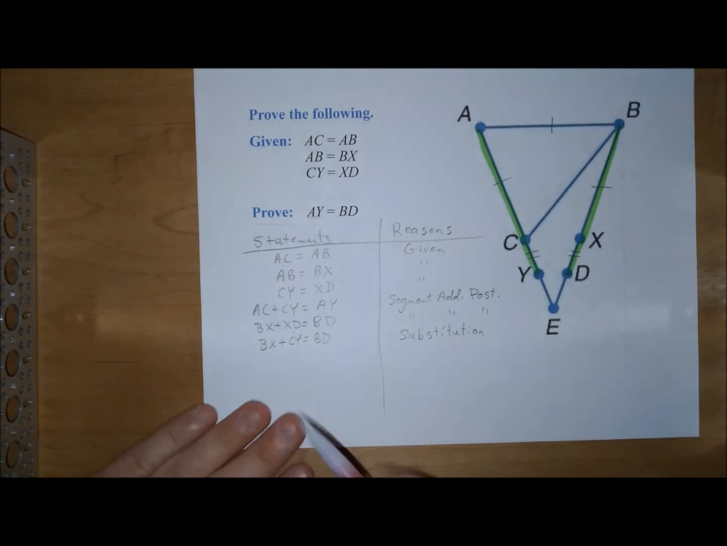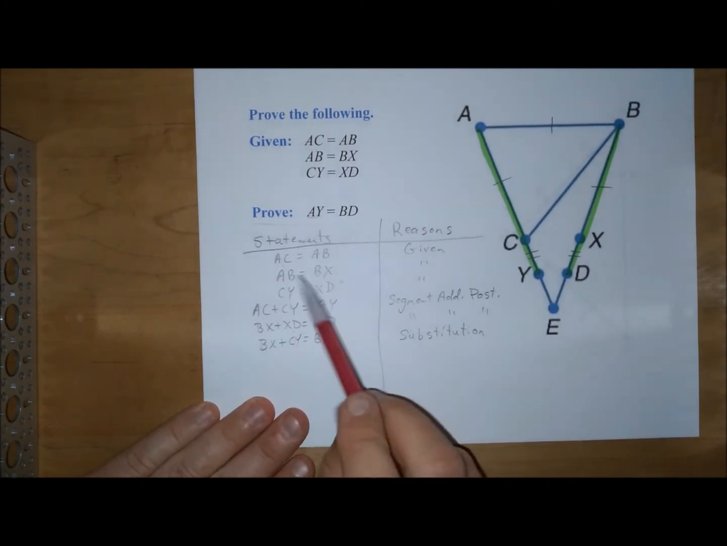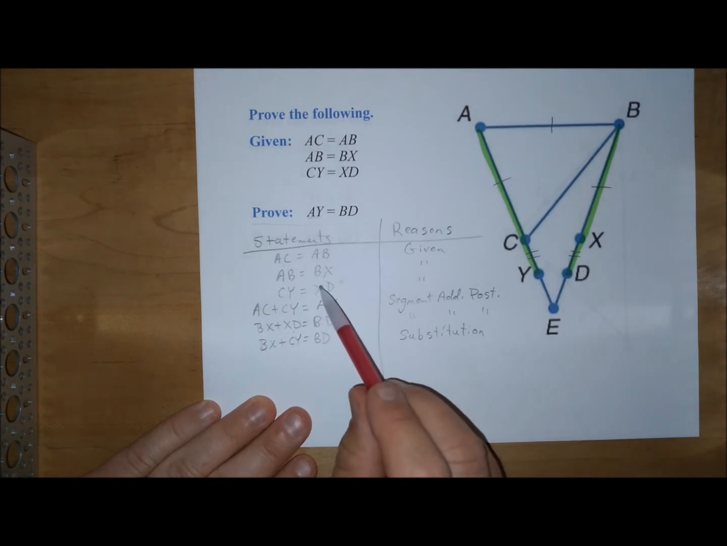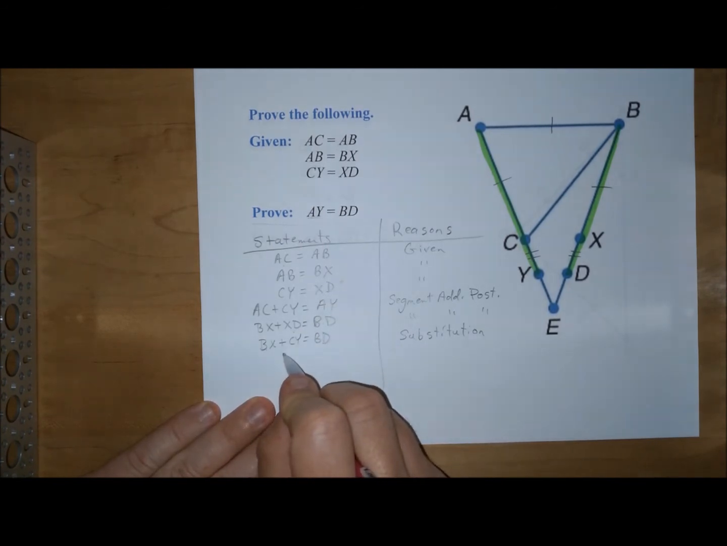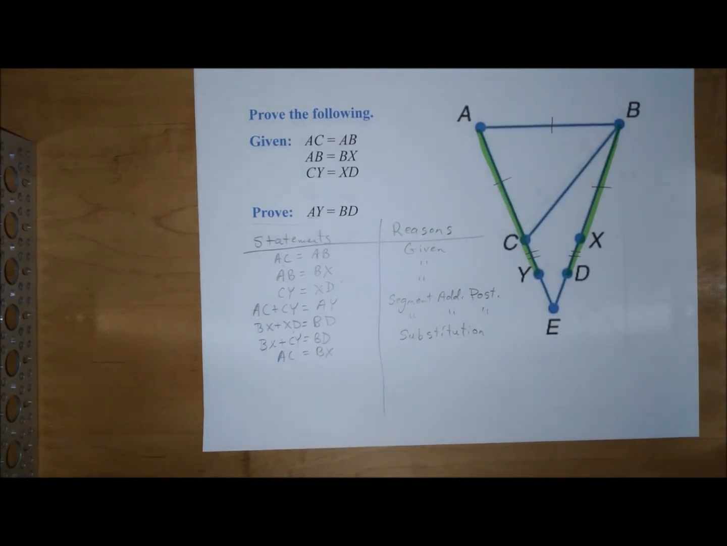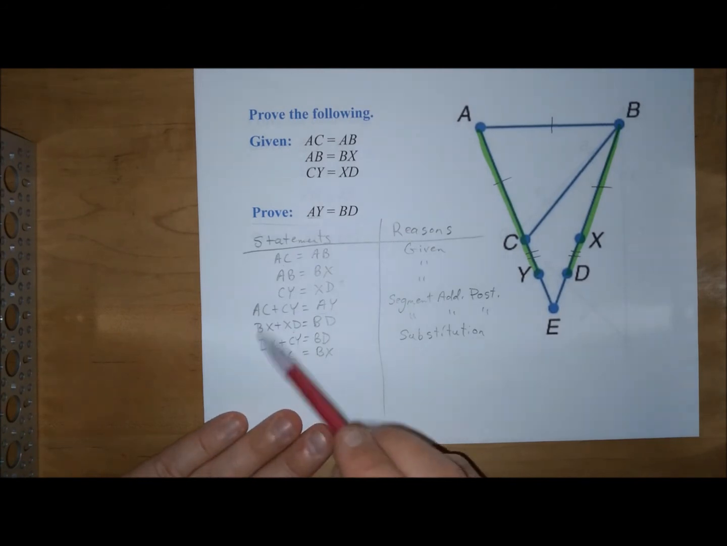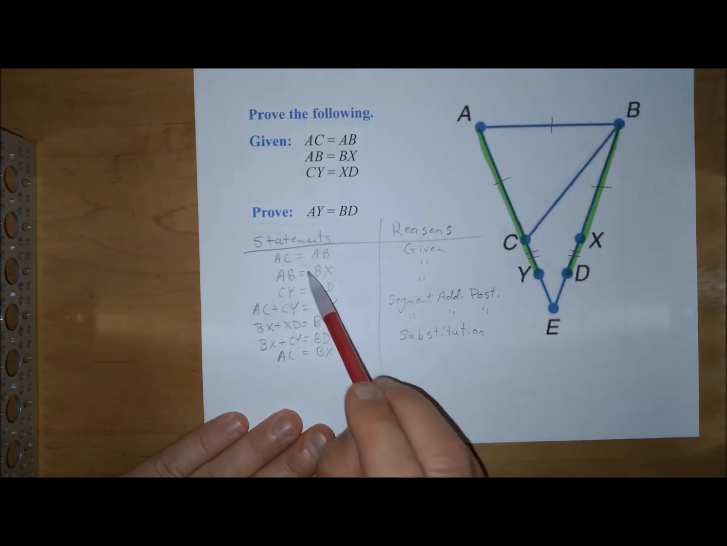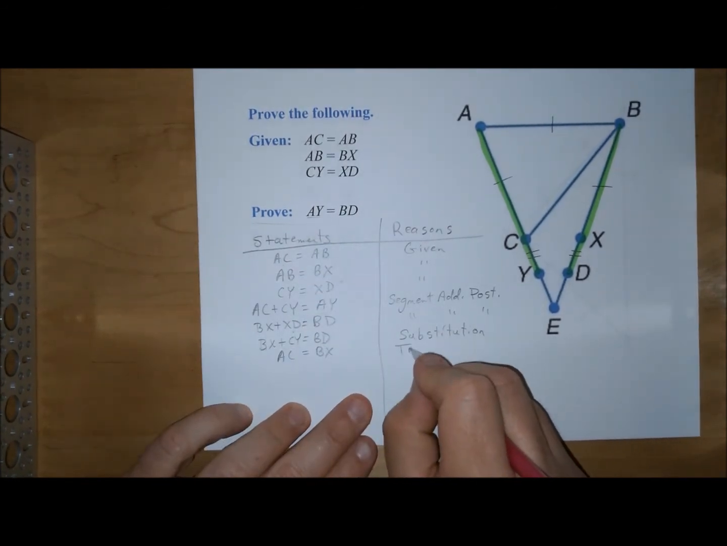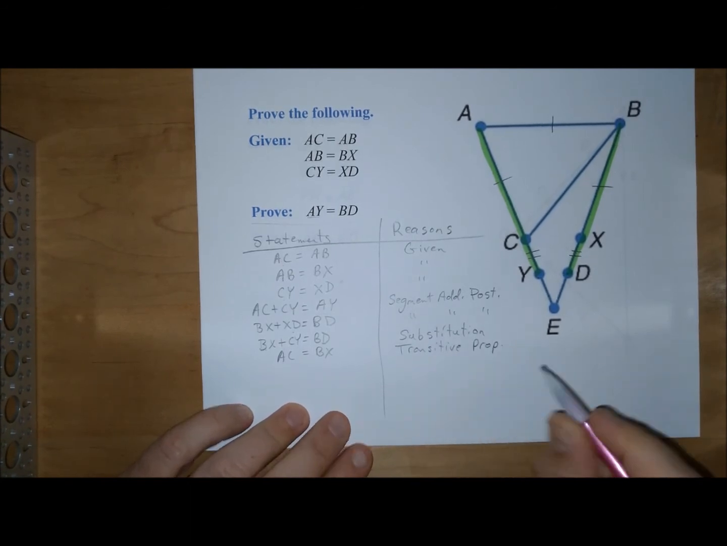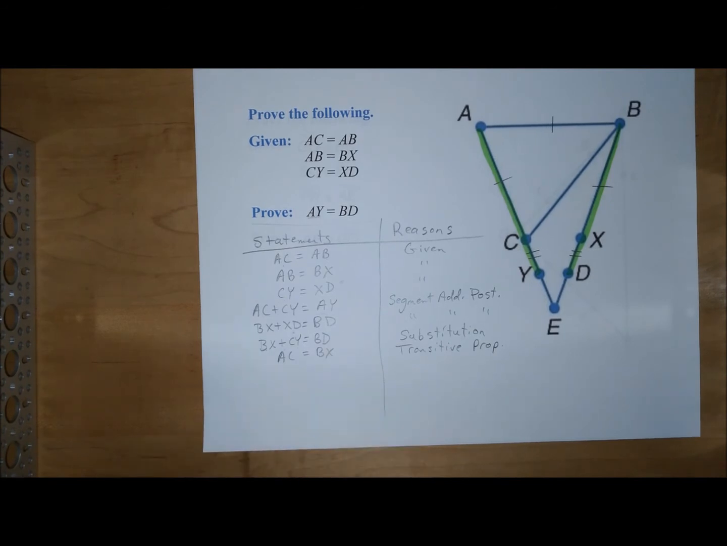Okay, we're almost there. I've got BX plus CY equals BD, but I also know that BX equals AB, and I know that AB equals AC. Could I conclude that AC equals BX? What property is that? If AC equals AB and AB equals BX, I can conclude that AC equals BX. It's that transitive property. In this case, it's the transitive property of equality, right? Because we're working in equality.